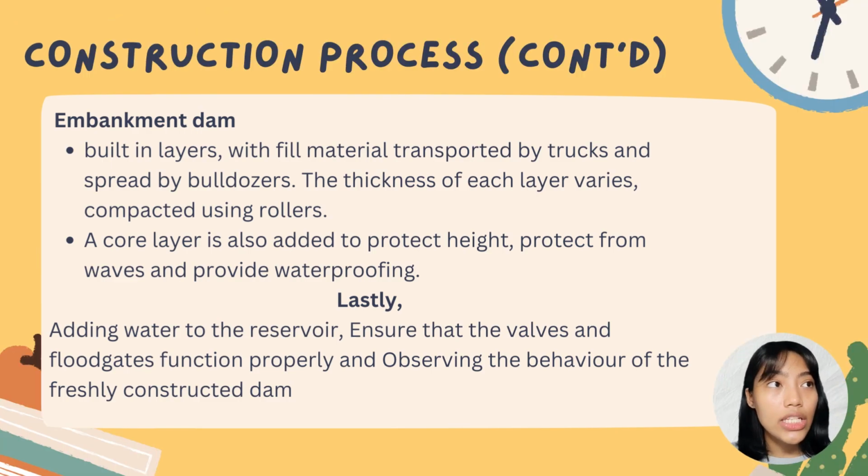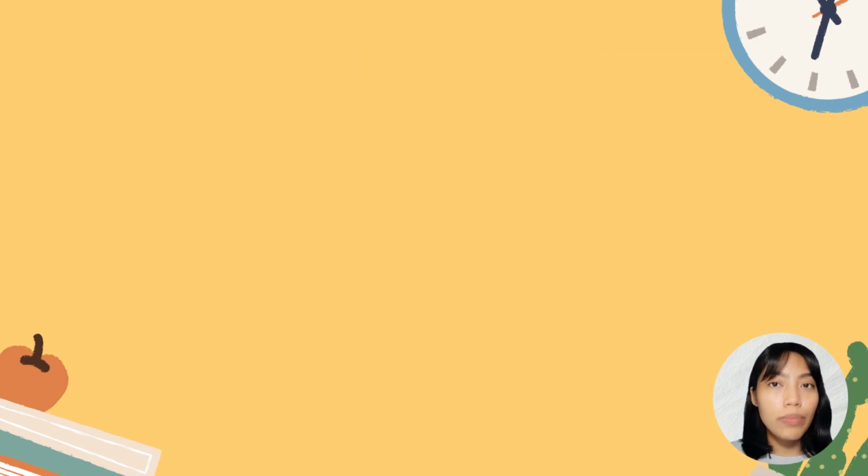It is built in layers with fill materials transported by trucks and spread by bulldozers. The thickness of each layer varies and each is then compacted by using rollers. A core layer is also added to protect from waves and also provide waterproofing. Lastly, the water is then added back into the reservoir. It is ensured that the valves and floodgates function properly, and the behavior of the freshly constructed dam is observed to ensure that the dam works properly.